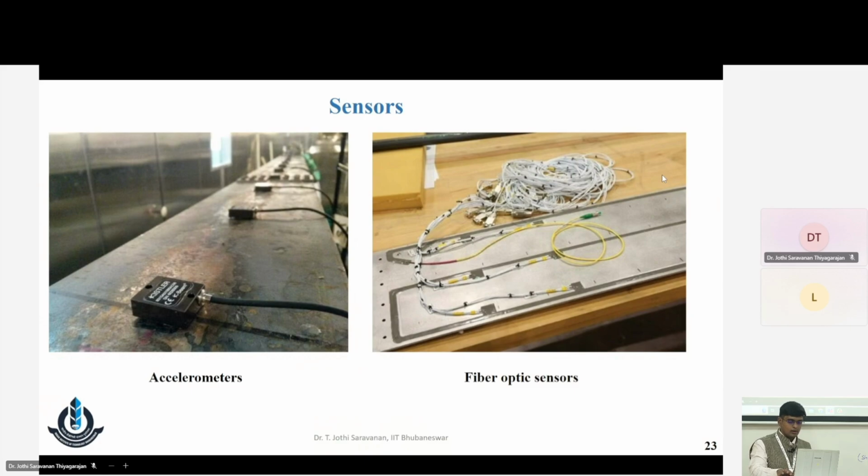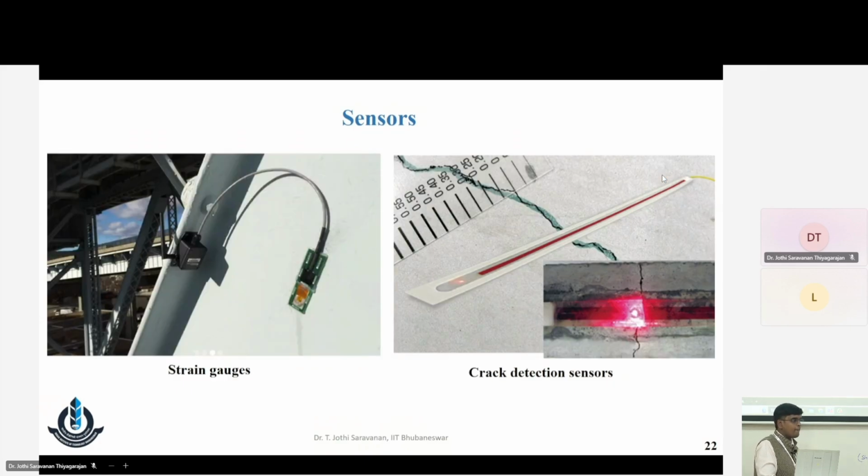No, I think this you can reuse, this you cannot reuse. Yes, no.